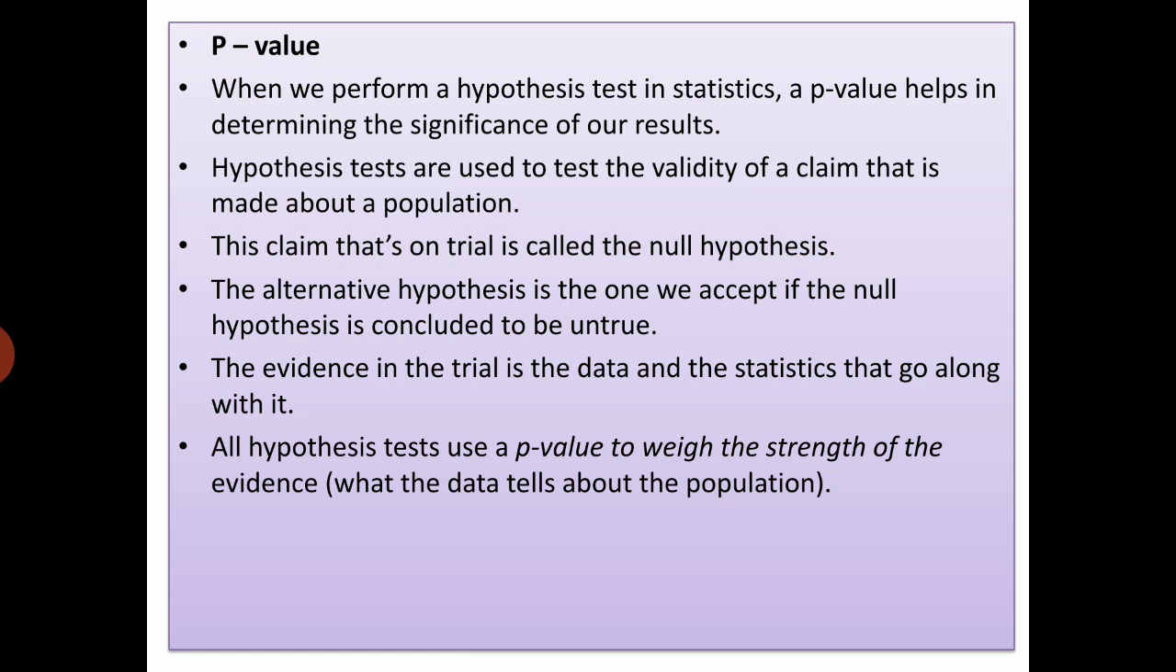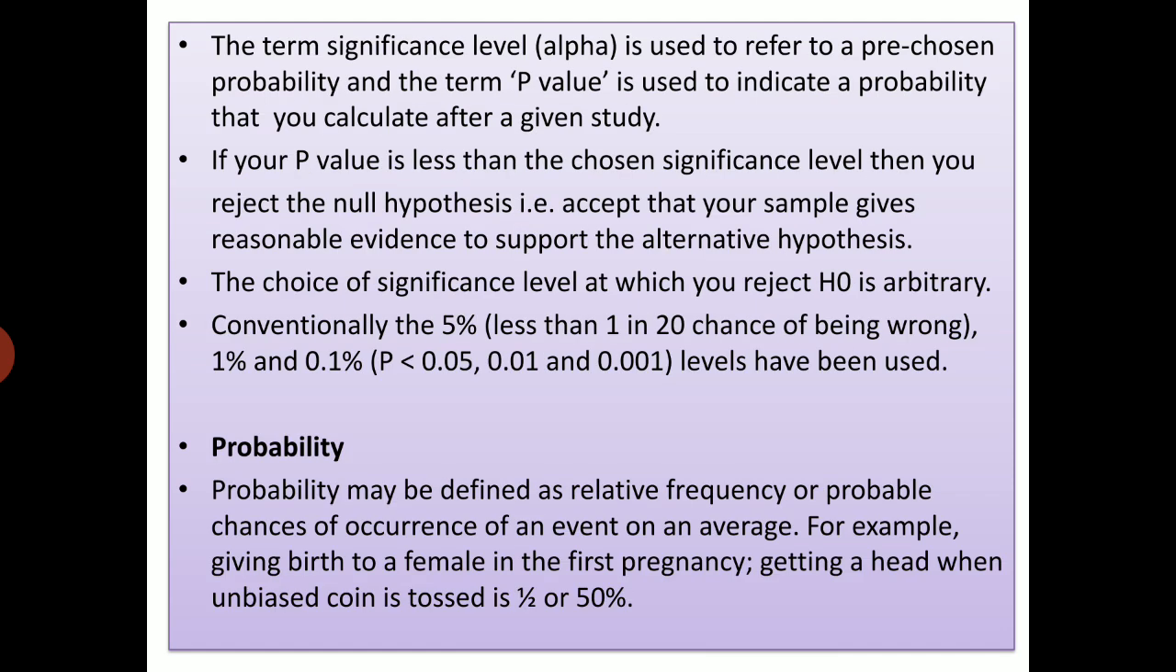Okay, so the term significance, or level of significance, that is alpha, is used to refer to a pre-chosen probability, and the term p-value is used to indicate a probability that you calculate after a given study. So we have to compare whether the results you have got are more than the p-value or less than the p-value. According to that, we have to decide whether we accept the null hypothesis or reject the null hypothesis.